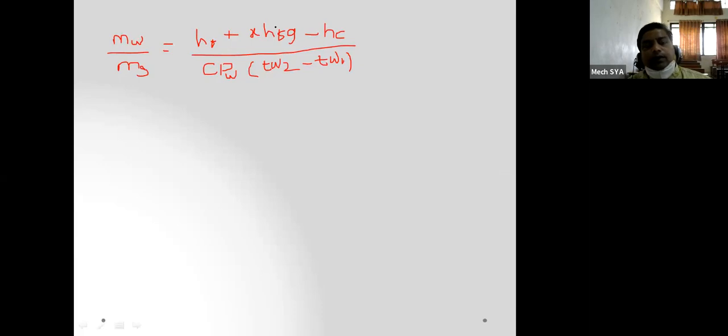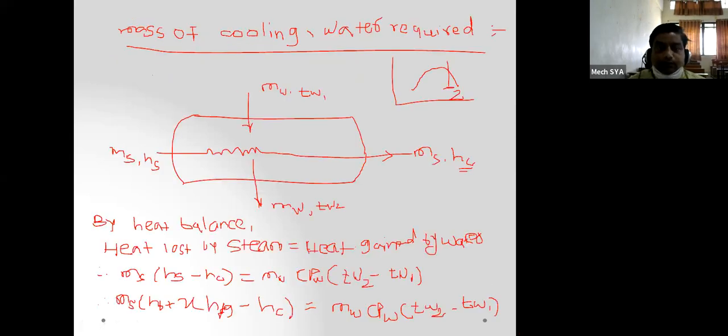So Hf plus x Hfg minus Hc depends on pressure also, the dryness of that particular steam, the enthalpy of steam, the temperature of that particular condensate, and CPW. Generally, for condensing 1 kg of steam, 50 to 60 kg or 50 to 60 liters of water is required. This is a general observation, called the cooling ratio. Understood? So please write this. I will circulate the class notes also.